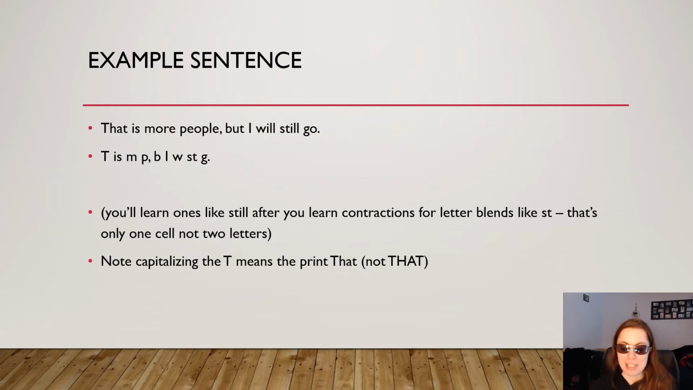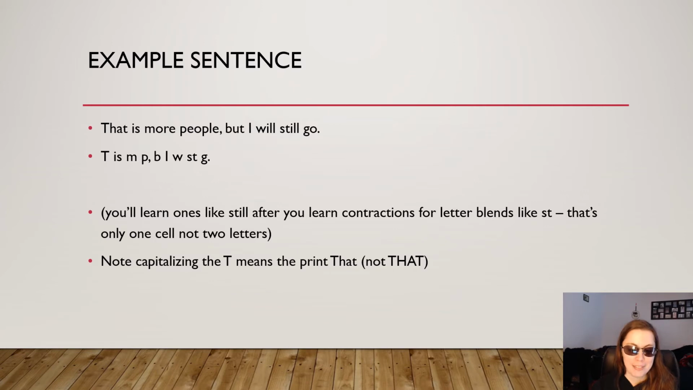So some example sentences just to take a look at it. If the sentence said, "That is more people, but I will still go," I could braille that sentence with T for that. I would braille out IS for is because there's not a contraction for is in Braille. I would use just the letter M on its own for more, just the letter P for people, and then I'd still put the comma after it, just like there was a comma after the print word people.